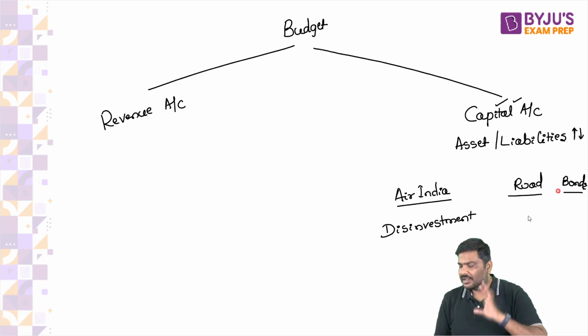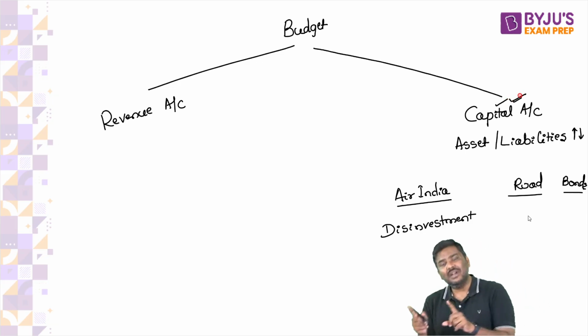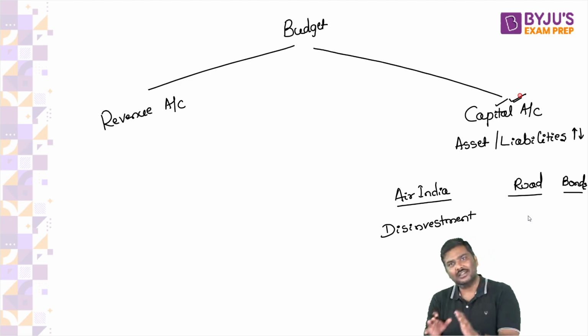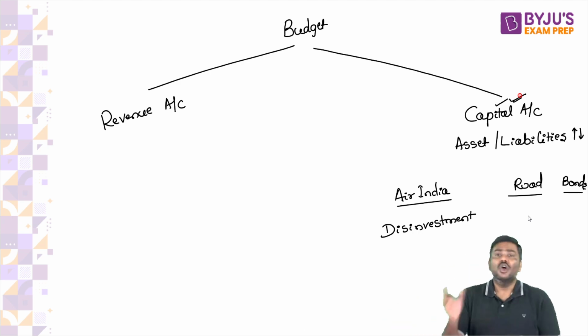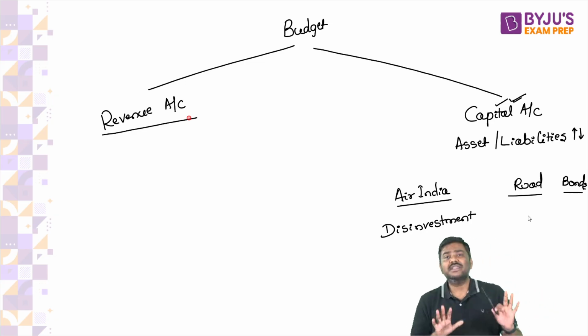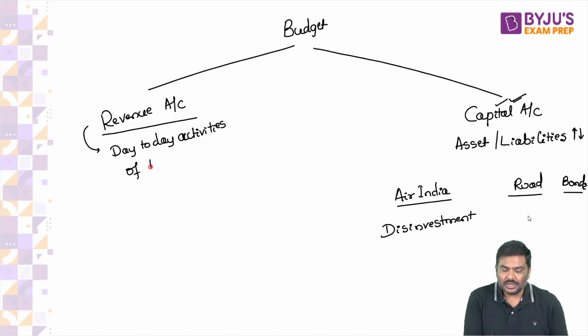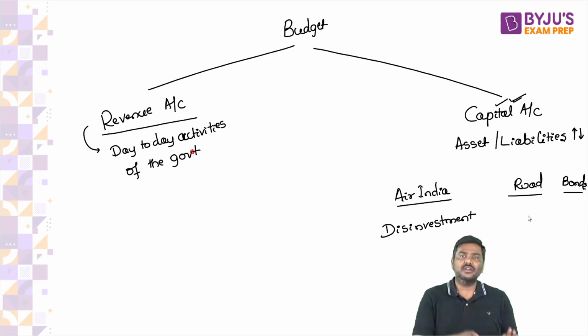So I hope you understand. So whenever these transactions are going to change assets or liabilities of the government, we will keep it under the concept of capital account. On the other side, there is also a revenue account. What is the basic idea of revenue account? Any transactions which are associated with the day-to-day activities of the government, day-to-day governance activities, are associated with the revenue account.